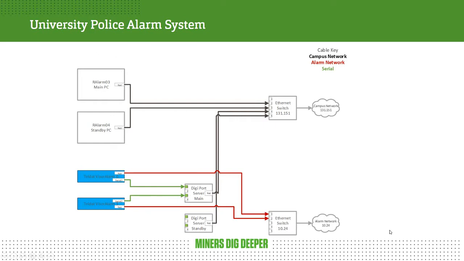So here is a basic diagram of the way the equipment is connected for the university police alarm system. This is inside the police office. We have some switches, Ethernet switches, so network switches. The campus alarm network is connected to one. The alarm network is connected to another, and then the devices are connected to that. We have our two PCs connected to the regular network. We have our two visor alarms connected to the alarm network. And then we have these two devices called Digi PortServers, which are connected also to the campus network.